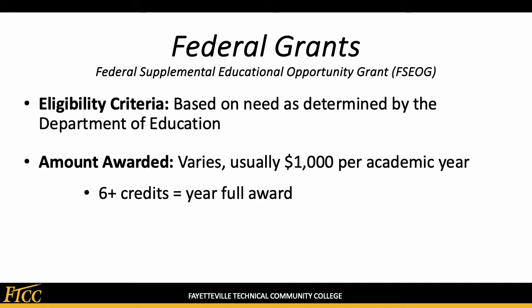The second type of federal grant is the Federal Supplemental Educational Opportunity Grant. The Department of Education determines the qualifications for this grant based on the student's financial need. The award amount varies, but is usually $1,000 per school year. In order to receive this grant, once it is awarded, a student must be enrolled in at least 6 credits in his or her eligible program.